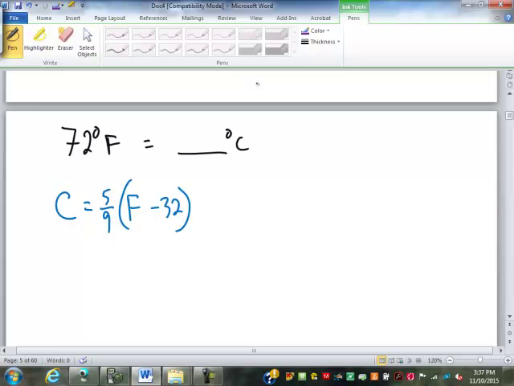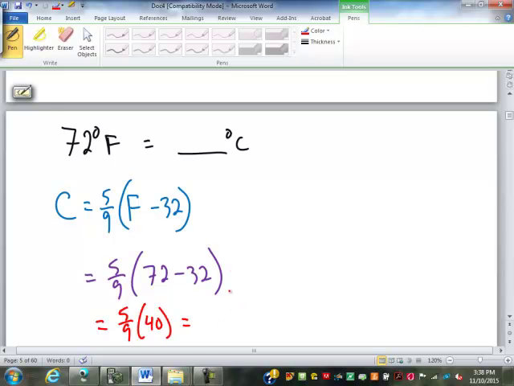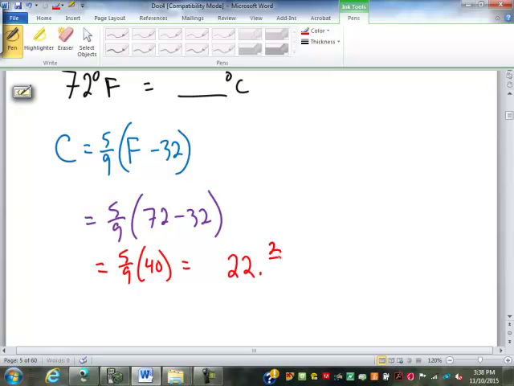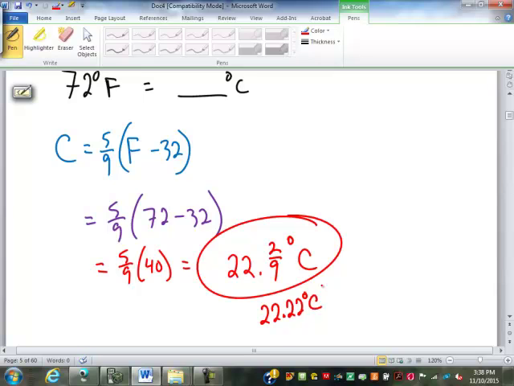Well, degrees Celsius is degrees Fahrenheit minus 32 and then times 5/9. So we're going to put 72 in for degrees Fahrenheit. 72 minus 32, which will give us 40. So then 40 times 5/9 is? Well, if we leave it as a fraction, what's that going to be? 22 and 2 ninths degrees Celsius. So 22.22222. 9 divided by 5 is 1.8.